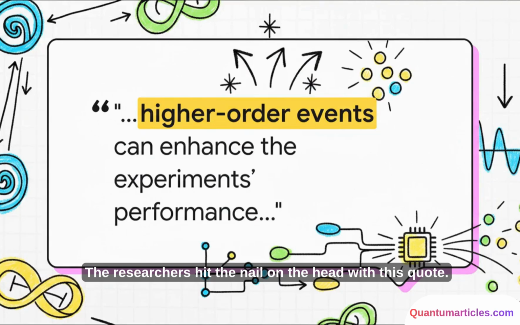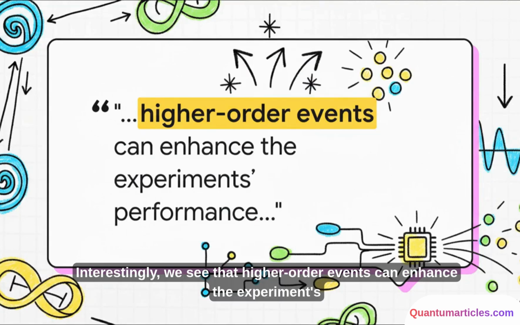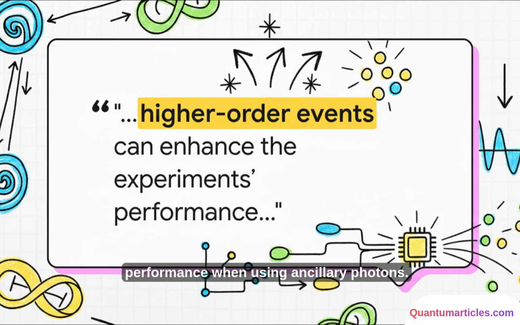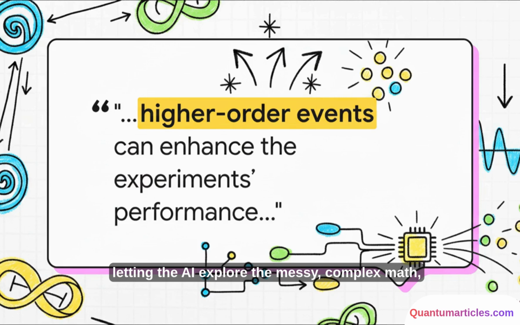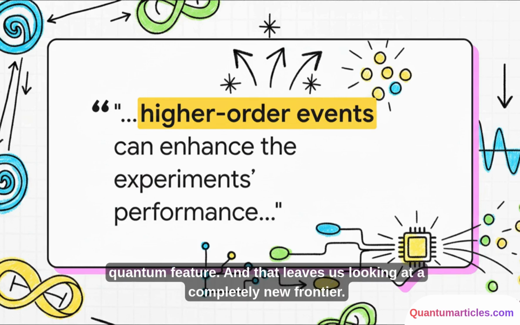The researchers hit the nail on the head with this quote. "Interestingly, we see that higher-order events can enhance the experiment's performance when using ancillary photons." By simply stepping outside the comfortable box of traditional human assumptions and letting the AI explore the messy, complex math, what we thought was a bug was transformed into a brilliant quantum feature.